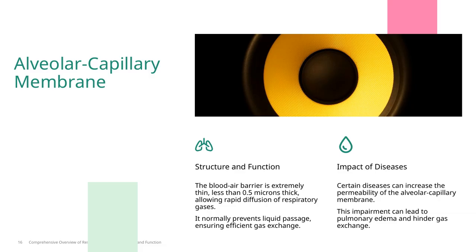Moving on to the structure and function of this critical barrier. The blood-air barrier, or alveolar capillary membrane, is incredibly thin, less than half a micron thick. This ultra-thin design is essential because it allows gases to diffuse rapidly between the alveoli and the blood. At the same time, it normally prevents liquids from passing through, which helps maintain efficient and clean gas exchange. So, understanding the structure and how diseases can alter its permeability really highlights the importance of preserving the integrity of this barrier to keep our respiratory system functioning properly.